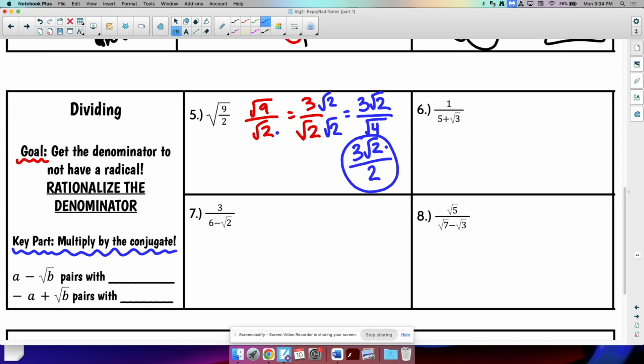Reminder, conjugate just means that the sign changes. So like a minus the square root of b, its conjugate would be a plus the square root of b. Negative a plus the square root of b, its conjugate would be negative a minus the square root of b. So the only part that changes signs is the radical portion, not the other part.